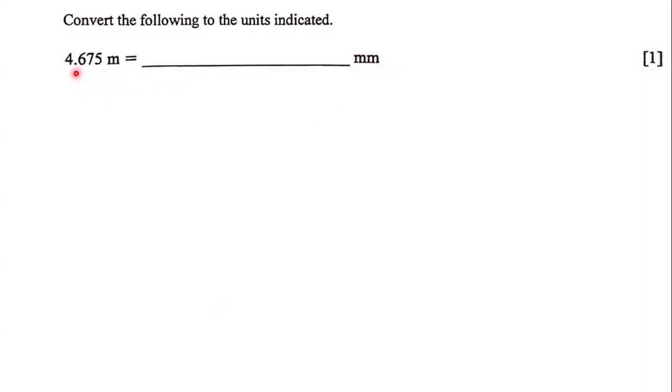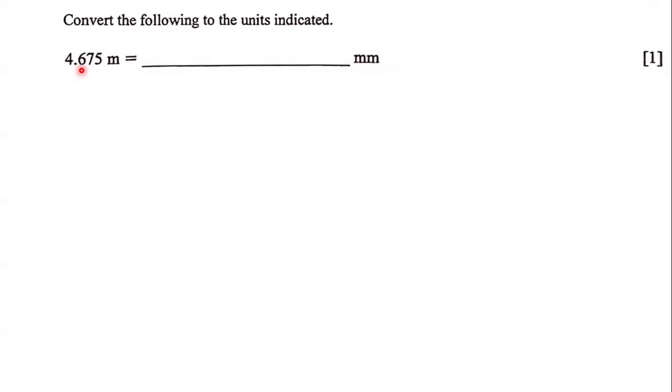We have 4.675 meters. 6'7"? Oh gosh, this is not happening today. This six is not seven. This is not the new generation. So we have 4.675 meters. I don't know, but we're in the wrong subject. We need to do English or something like that.